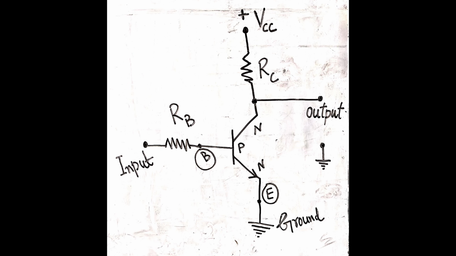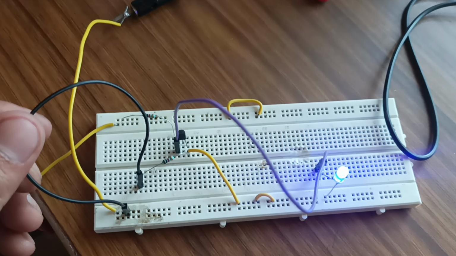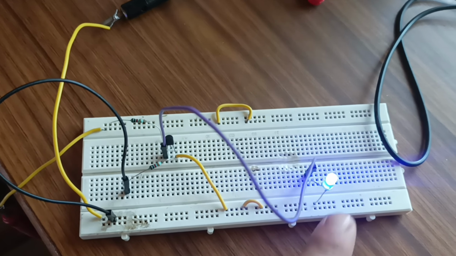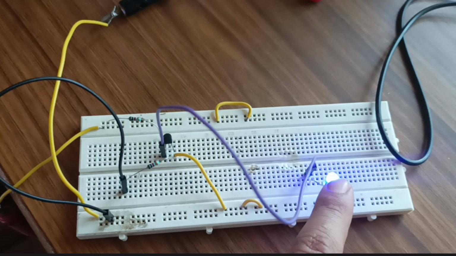Let's realize the circuit operation. For that, we need to connect the power supply. Turning on the power supply. There are two cases for supplying input. In the first case, we connect input to ground. We can see LED is glowing, indicating that the output approaches to VCC. This is because the transistor in this case is operating in cutoff mode.